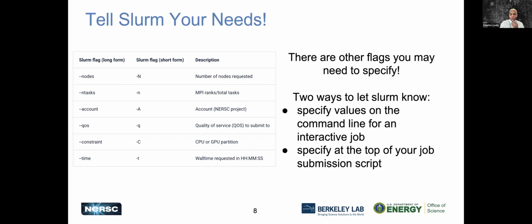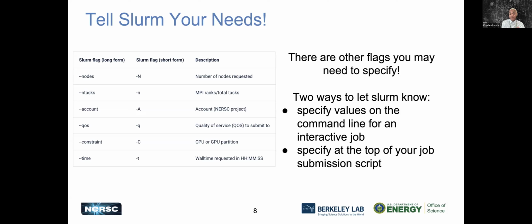Okay. So in order for you to work on Slurm, there are a few different things that you need to know. There are a few different ways in which you can specify the needs of your job in Slurm. There are different flags that you can utilize, and you can use the short form or the long form. You're going to need to denote the number of nodes that you're requesting. You're going to need to know the number of tasks, basically the total number of MPI ranks that you're going to need to use. You'll need to denote the account, your NERSC project by default.